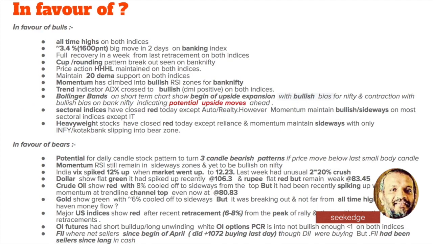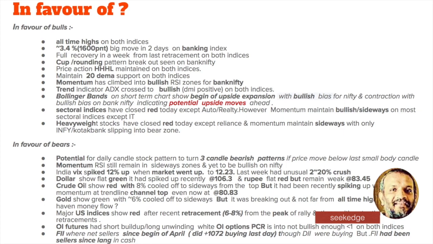Let's put in buckets what's in favor of the bulls and the bears. So the market is at all-time highs, especially on both indices. A 1,600 point, 3.4% move in just 2 days in Banknifty. That was the kind of move Banknifty was making, except for the pullback, where it gave back most of that, about half. So a full recovery has happened from the last retracement of 5% on both indices, and a rounding bottom breakout is seen on Banknifty as well. The higher high, higher low pattern is also maintained on both indices. The 20 exponential moving average is intact. Momentum has climbed to bullish RSI, above 68 on Banknifty, but Nifty is set to make that happen.